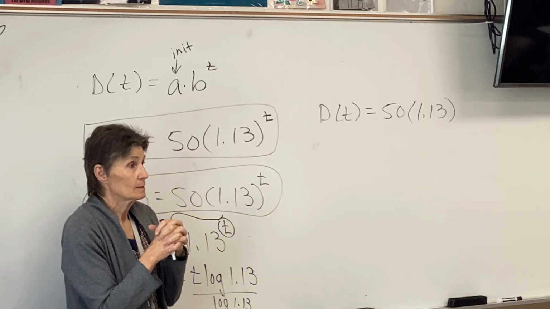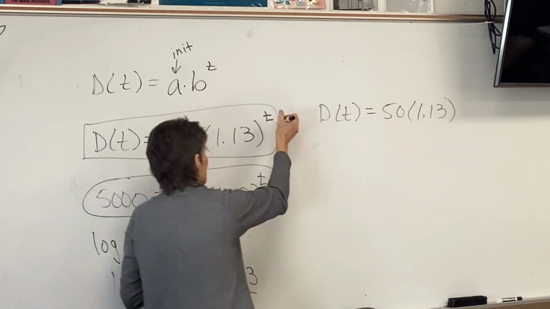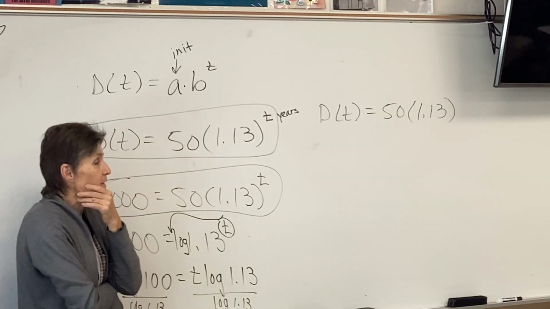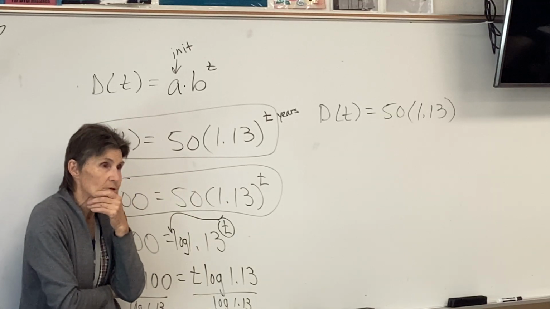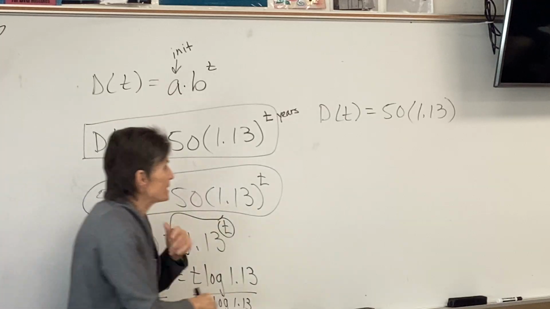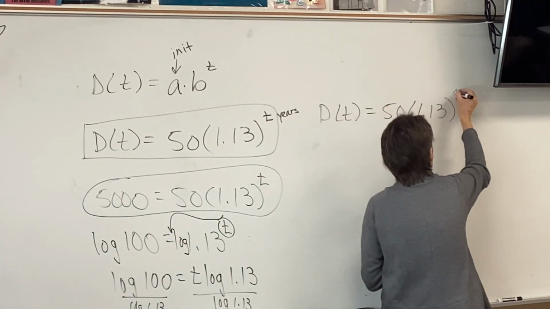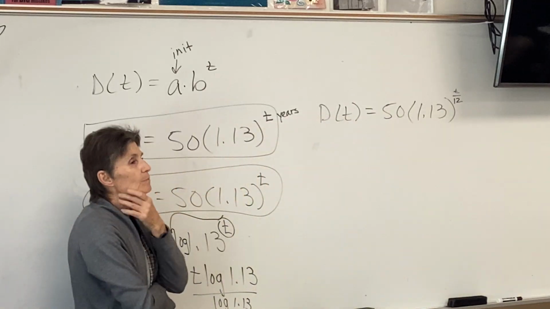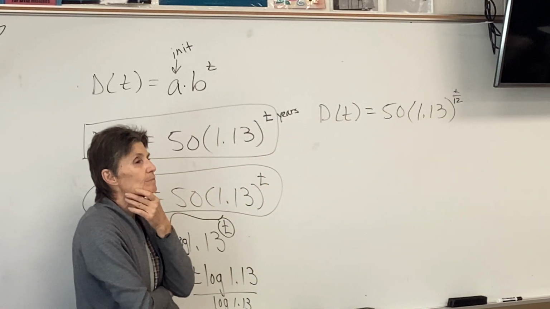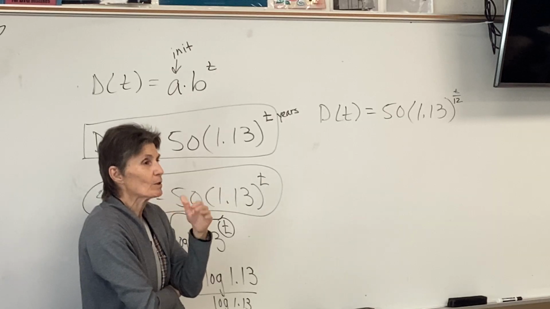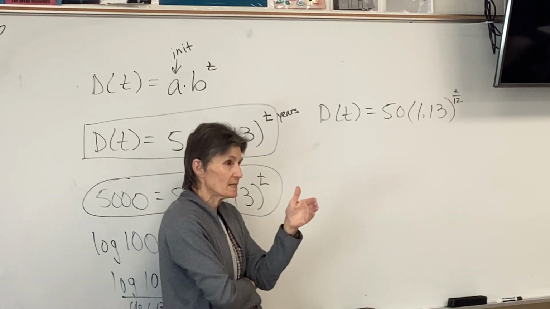exponent. So this was in years. We're going to turn that into months. What do you think? T over 12, she says. Celeste, explain your logic. Because there's 12 months in a year, so you divide by 12. So every month is a 12th of a year.